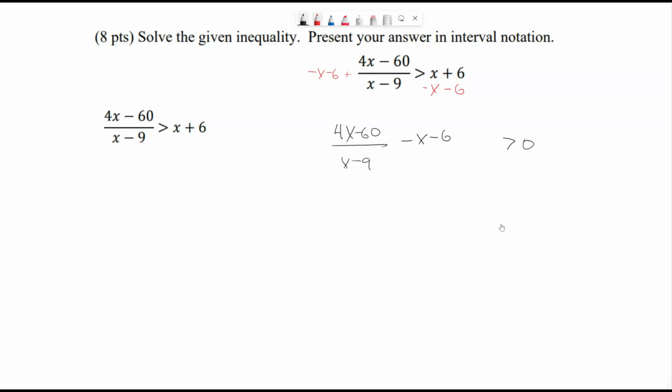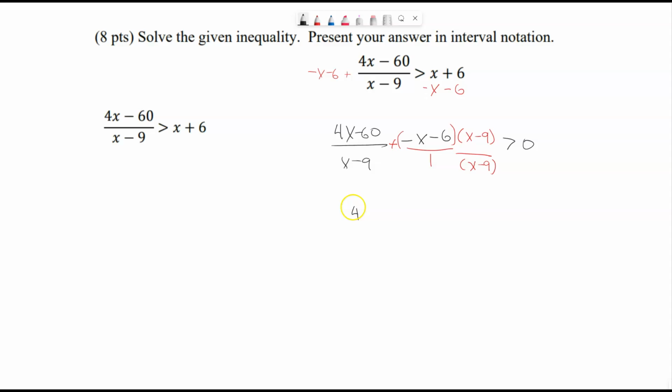To make this into one fraction, let me put a plus, and I need to multiply this fraction by a form of 1 in the form of x minus 9 over x minus 9. Multiplying by 1 does not change the value of this expression, and thereby we get an equivalent inequality. It also gives us a common denominator so that we can add these two fractions together.